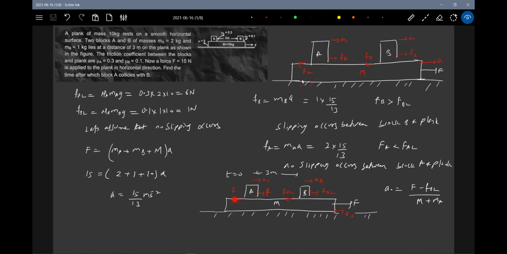Hope everyone is able to understand here now. So we know all the values. The FBL value we have calculated earlier is 1. This will be 10. MA is 2. So 14 by 12, that is 7 by 6. This is A naught.